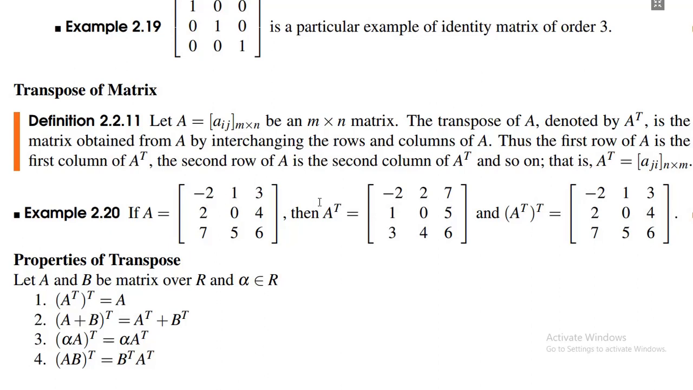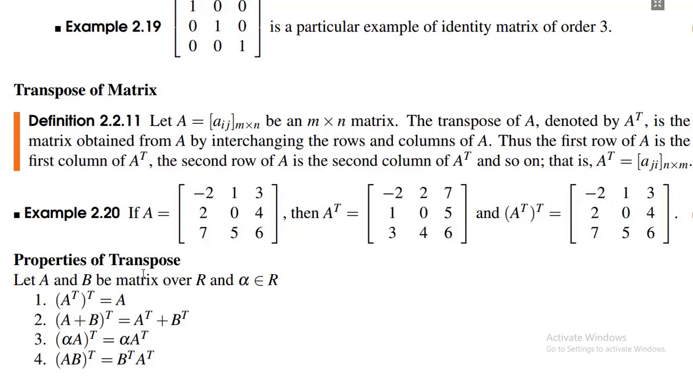Therefore, -2 1 3 is a row, and now we write it as a column here. Then 2 0 4 as a row of matrix A becomes a column for A transpose. Then 7 5 6, as a row of matrix A, we write as a column for A transpose. Note that the transpose of A transpose is matrix A itself.